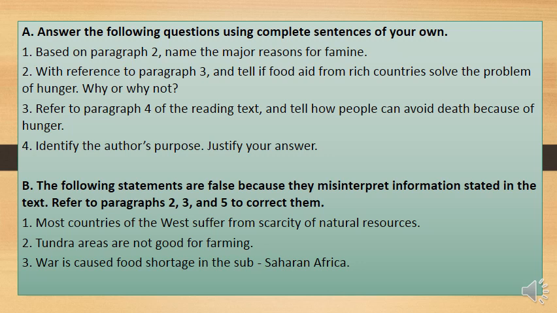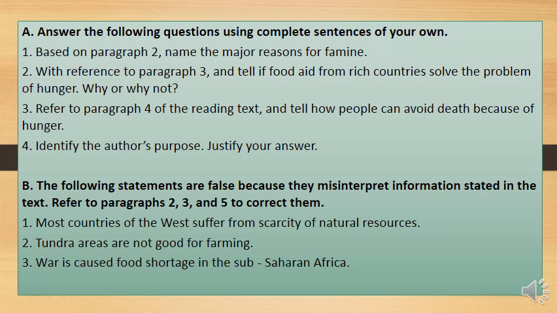If we refer to paragraph 4, we can see that the writer mentions something very important, which is increasing the food productivity. It means we have to benefit from the lands that we have in order to plant as much as we can, in order to benefit from these lands. So when planting these lands, we will increase our food productivity, so we may avoid death because of hunger.